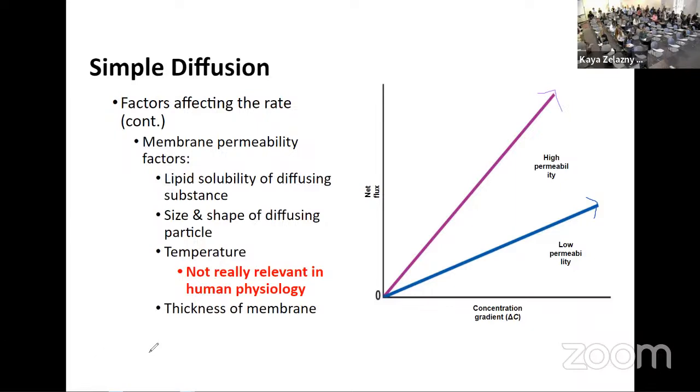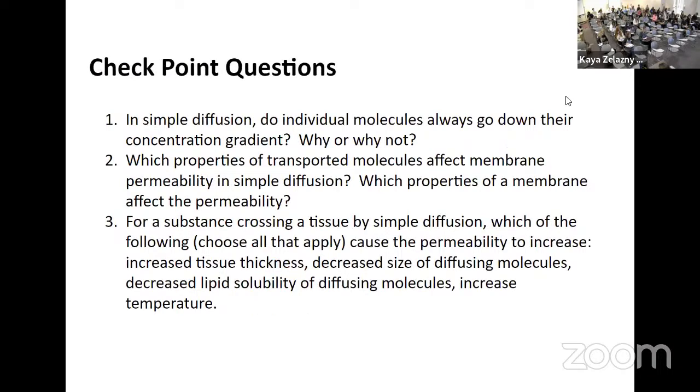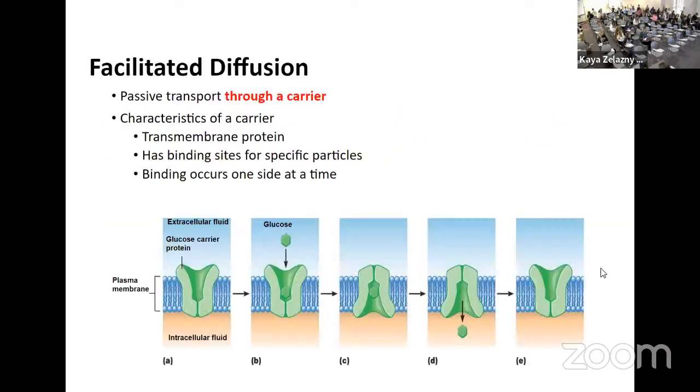Thickness of the membrane also makes a difference. If we're expanding beyond just cell membranes, a thicker membrane, if you have something collecting and blocking one side of the membrane, that would actually slow stuff down because there's just more to cross. And just practice questions. We'll move on to facilitated diffusion.